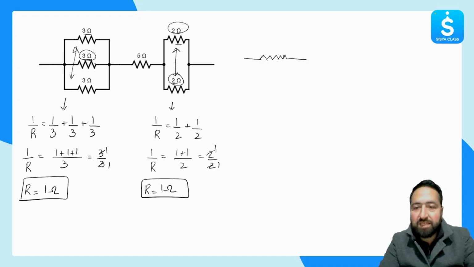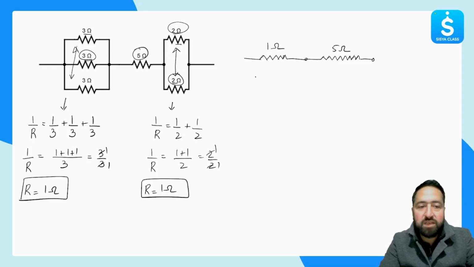So instead of these three, I'll put only one of 1 ohm resistance. Then there is the 5 ohm resistance connected. This over here is connected in series. And then instead of these two, I can connect only one resistance of 1 ohm.